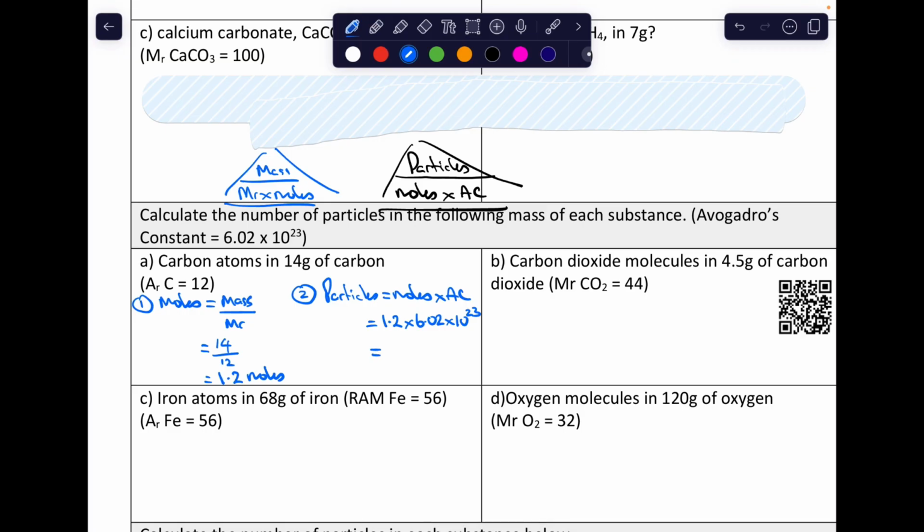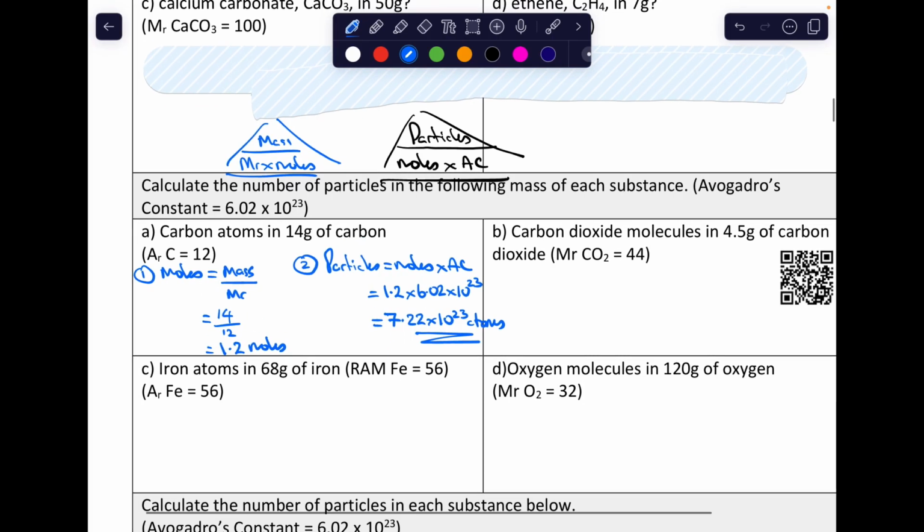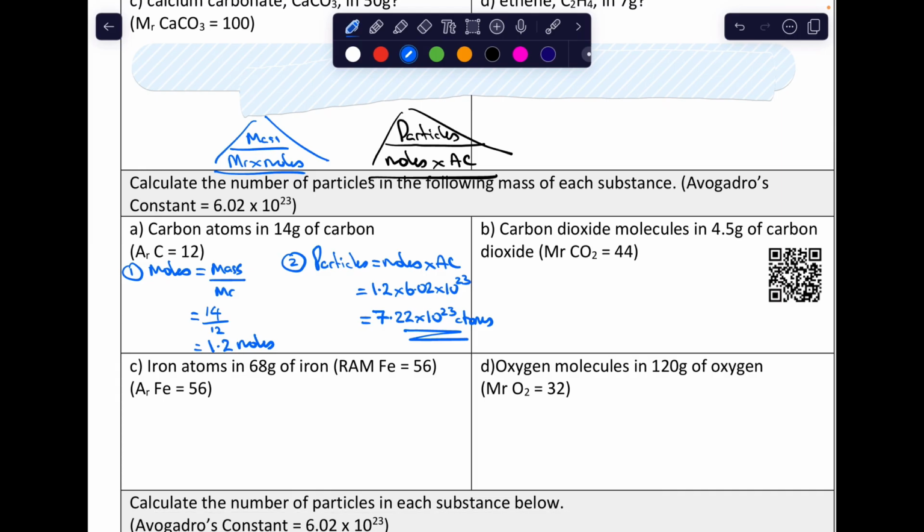So I've got to put it into my calculator. And that's giving me an answer of 7.22 times 10 to the power of 23. I'm just going to put atoms there because this question asked me to work out the atoms. Okay, each question here is an opportunity to practice that. So again, pause the video there, practice the questions, and then check the answers that you have got.